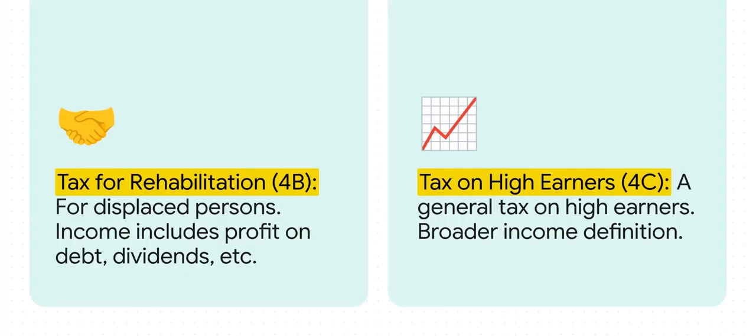So let's put these two side by side, because they're different. The first one, from Section 4B, has a very clear social goal. It's for the rehabilitation of displaced people. And notice its definition of income is pretty narrow. It's looking at things like profit on debt and dividends. Now compare that to the second one, from 4C. This one's way more general. It's a tax on high earners, and its definition of income is much broader, casting a much wider net.